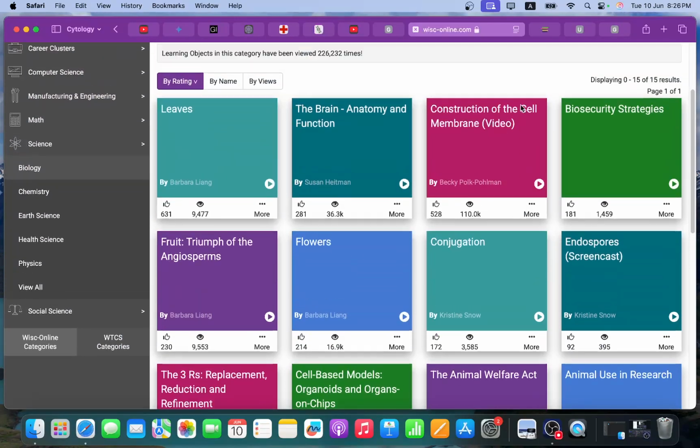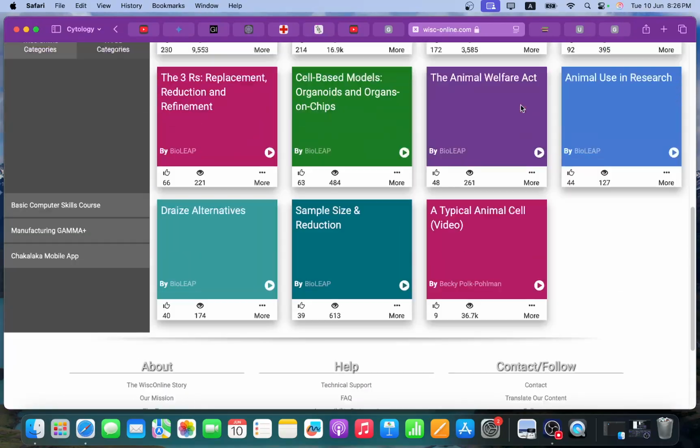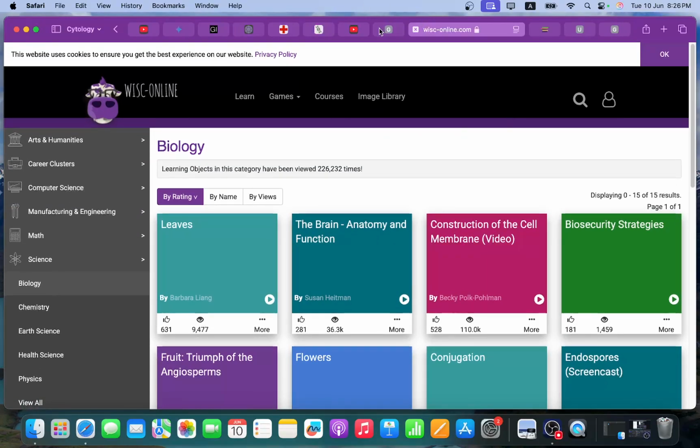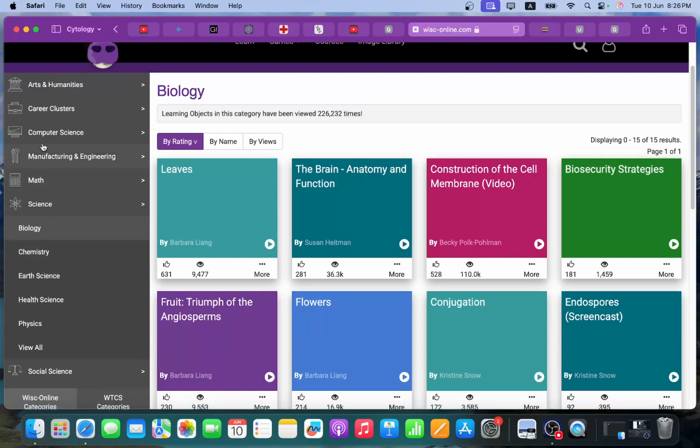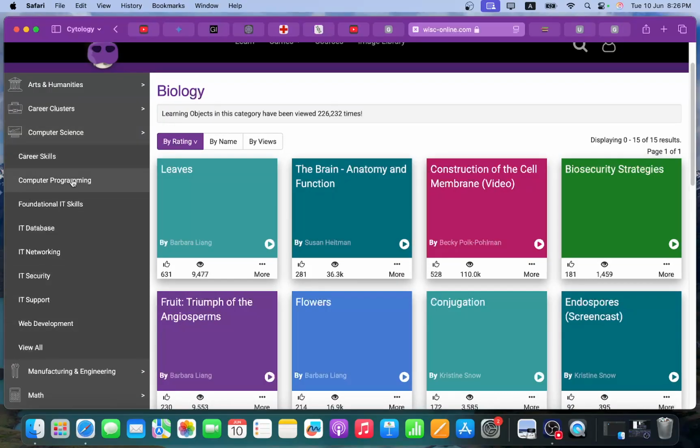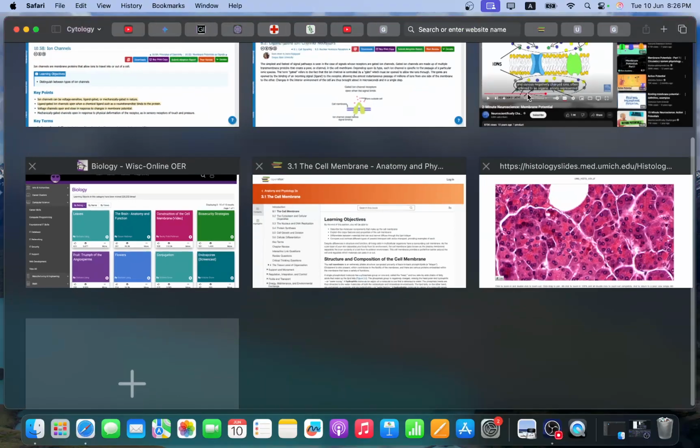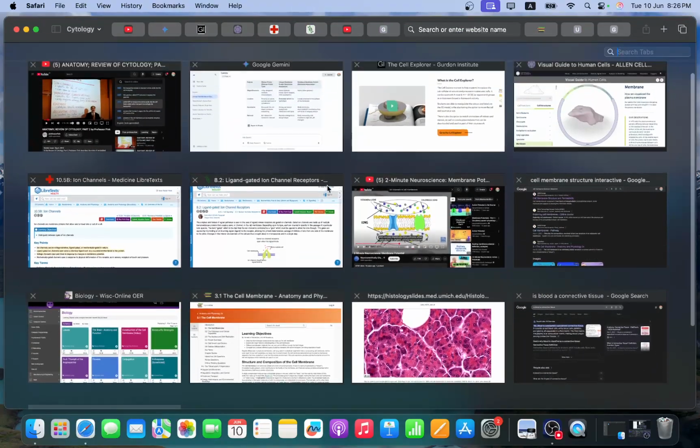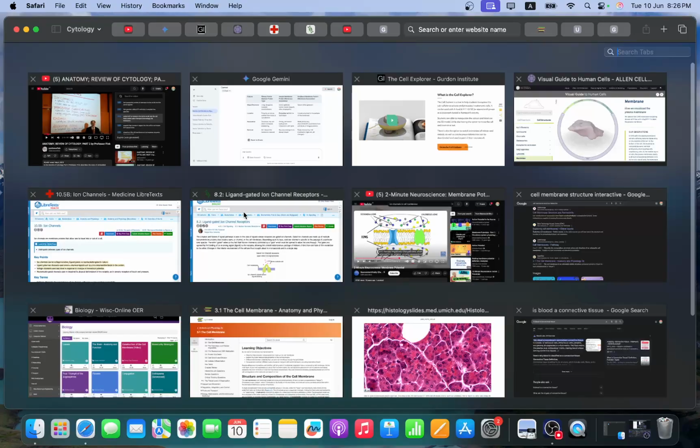There are many other things I can do that are similar in nature, especially in computer science. Like, what is computer science? Computer programming, foundational IT skills, IT database, IT networking, IT support. Sure, this is a good website. Hell yeah. This is a great website. Not just good.